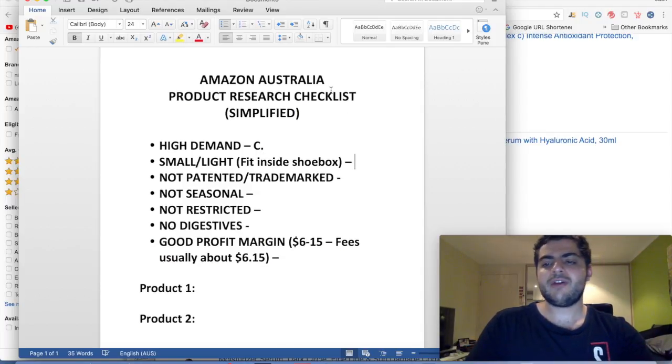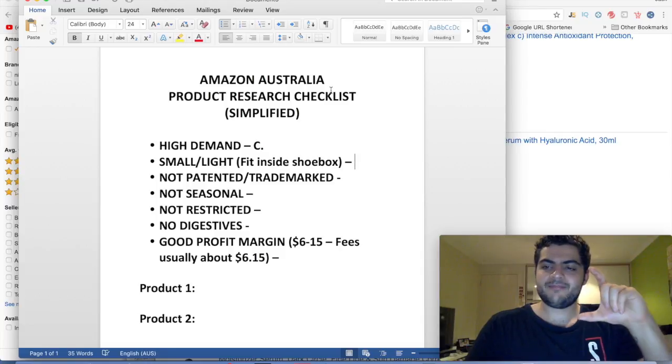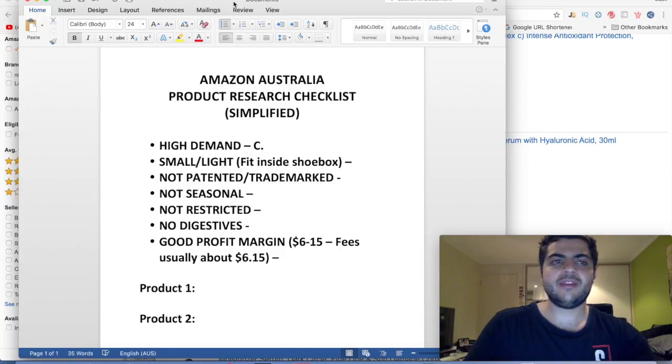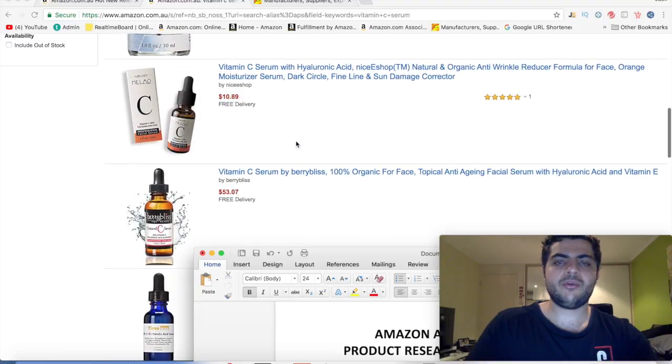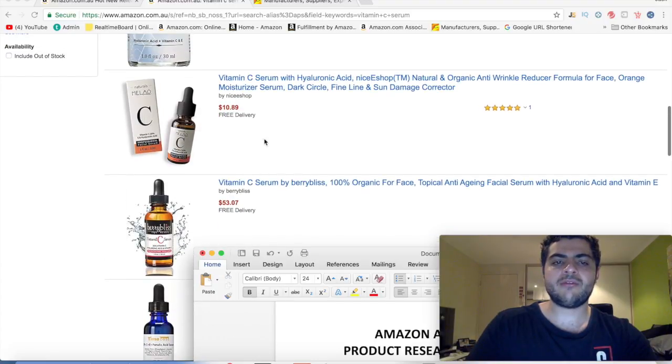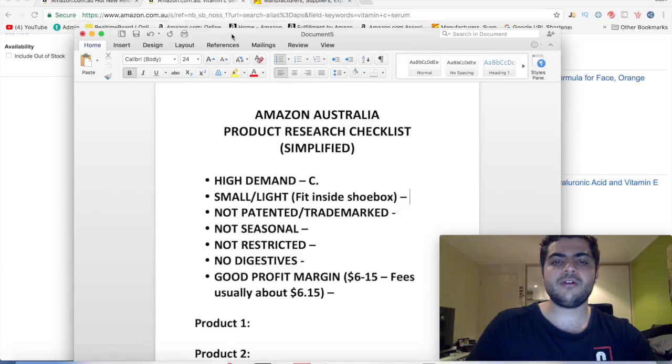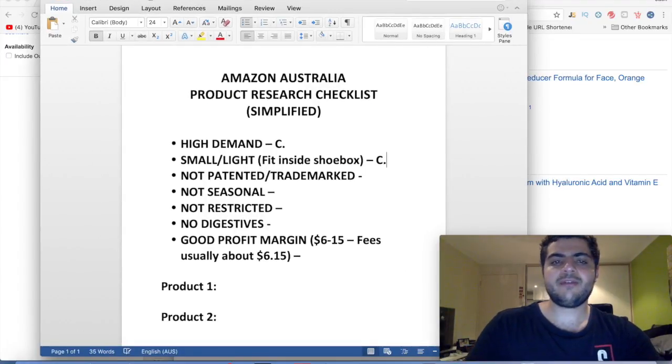Small and light, so vitamin C serum is usually only about yay big, and the packaging, as you can see here, is fairly small as well. There we go, that's one that's got 1 review. That should be doing quite well as well. So we'll check for that.